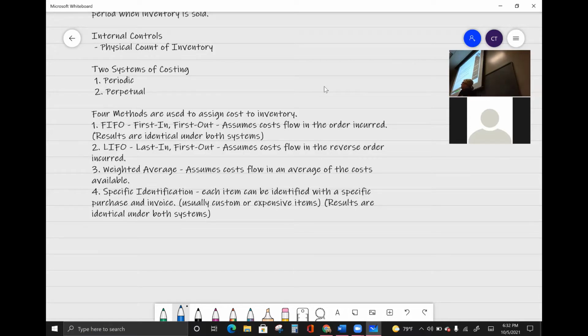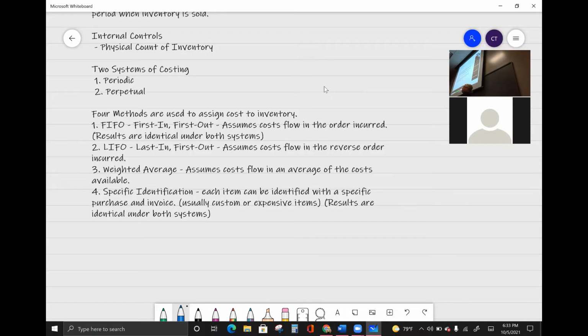So specific identification is usually for something that's a lot of value. And then weighted average is for something that you can usually buy in bulk. Yeah. And then I don't understand the LIFO and FIFO? Yeah.